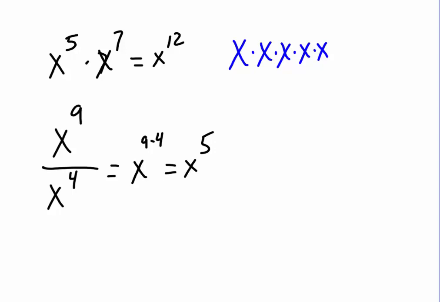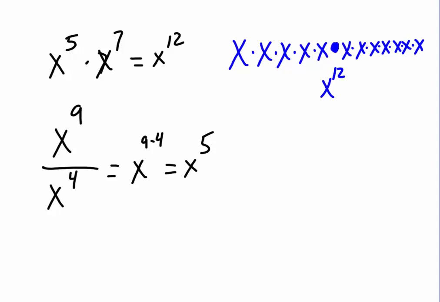Okay? And then x to the seventh, so then it's times x to the seventh, which is 1, 2, 3, 4, 5, 6, 7 of them. So how many x's do I have all together? Well, I have 12 of them, so that's how we ended up with x to the 12th.